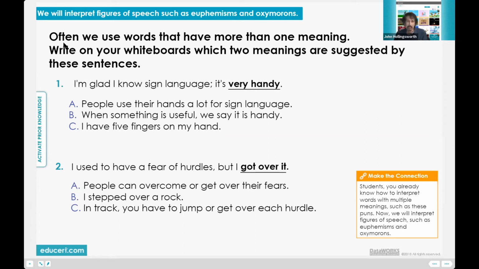Okay. So students, often we use words that have more than one meaning. Okay. Now we got a little question here. Let's read together. Ready? Read. Write on your whiteboard which two meanings are suggested by these sentences. Suggested is like, what do we think they are? Now I'm going to do the first one.